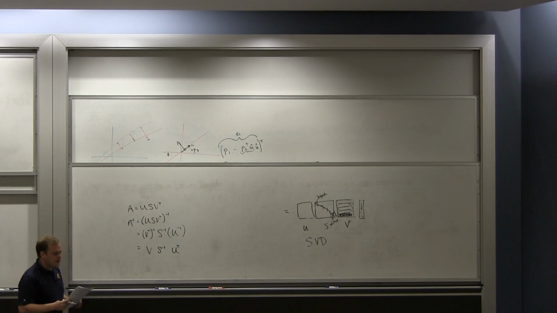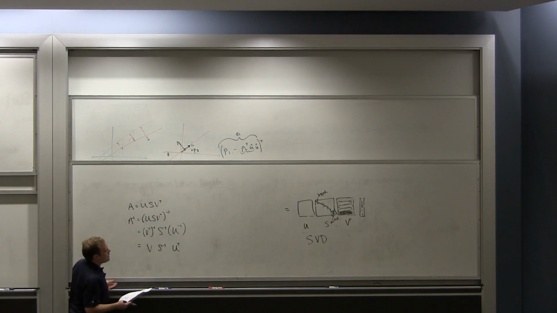So if the smallest singular value of A was 0.1, what do we know about A inverse? Right, 10 is the largest one. Okay.